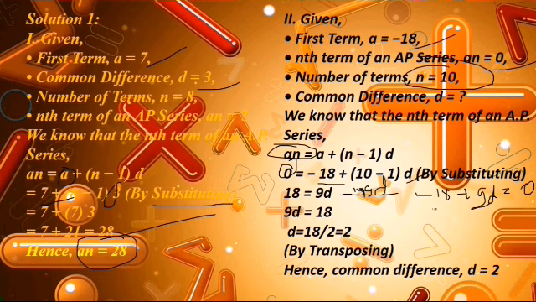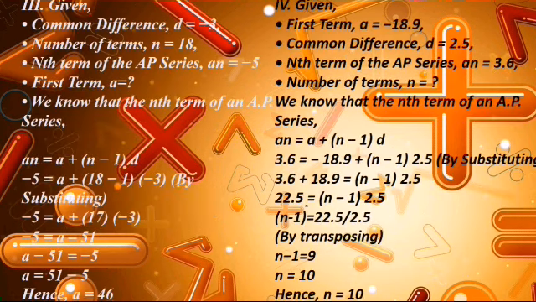Now transposing the minus 18 to this side, we get 18 is equal to 9d. Now transpose 9 to the other side, and we get d equal to 18 by 9, that is equal to 2. So hence the common difference we got is 2. So let's solve the next question.